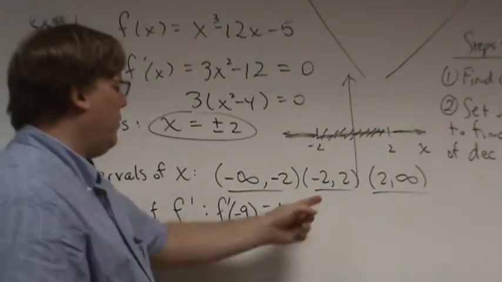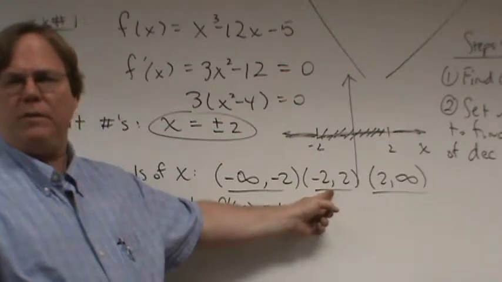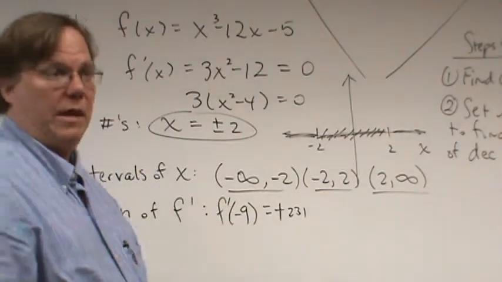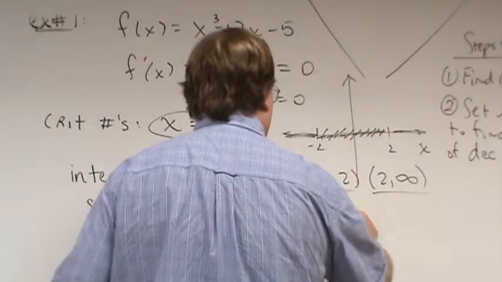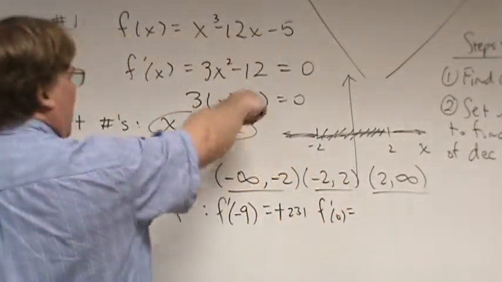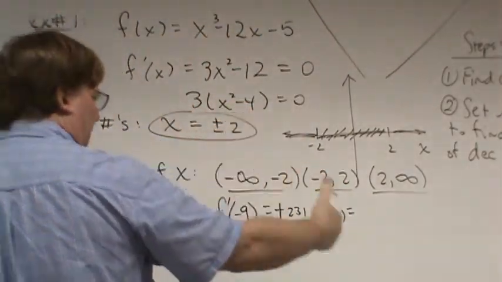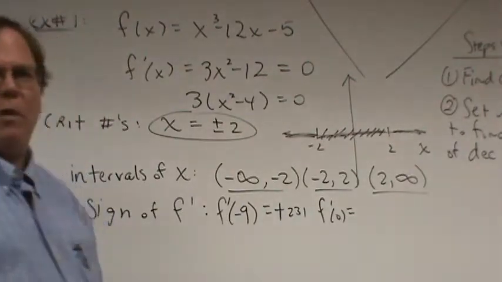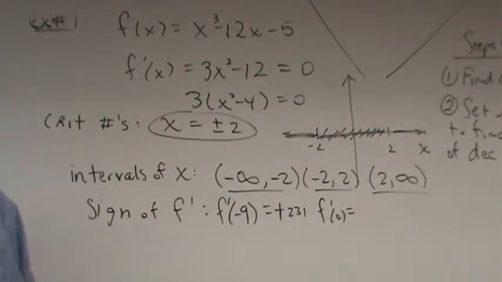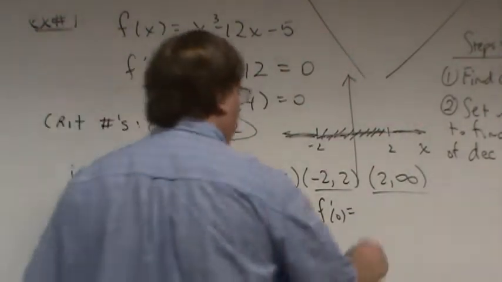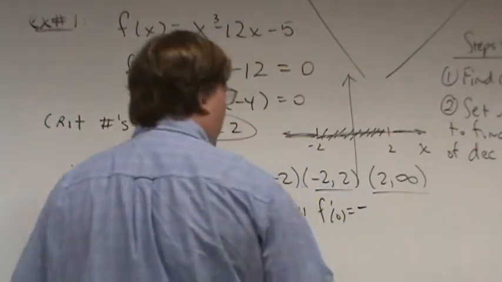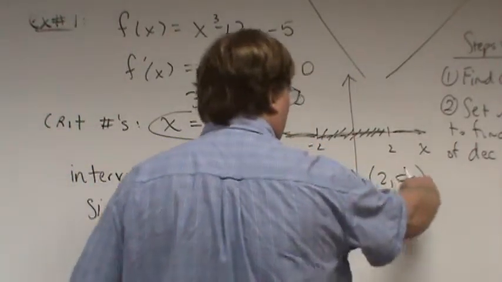Okay, what number would you like to plug in on this interval from -2 to 2? 0. I think 0 is a great choice. So f prime of 0 ends up being -12. But do I care that it's -12 rather than -13 or -20 or whatever? No, I only care that it's negative. So it's negative.